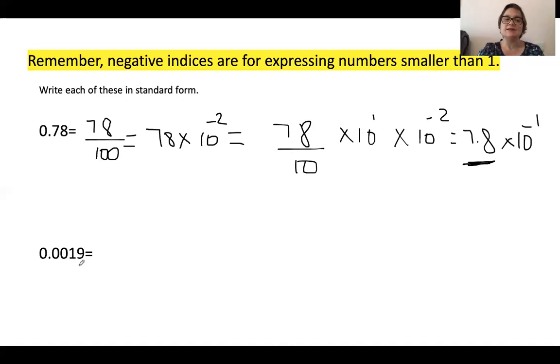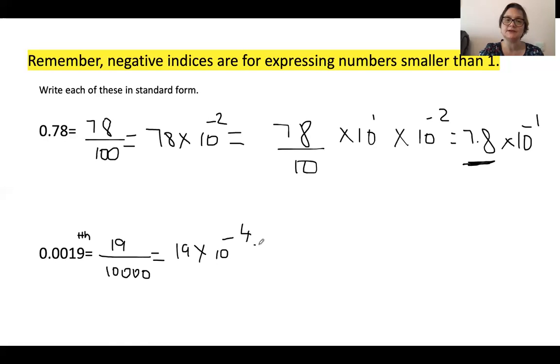0.0019. Again, let's write this as a fraction. So the last digit here is a ten thousandth. So digit 9 is a ten thousandth. And so we write this one as 19 over 10 thousandths. And this one becomes 19 times 10 thousandths, which is the same as 10 to the power of 4. So times 10 to the power of minus 4.